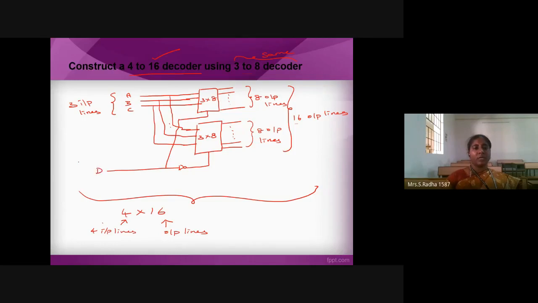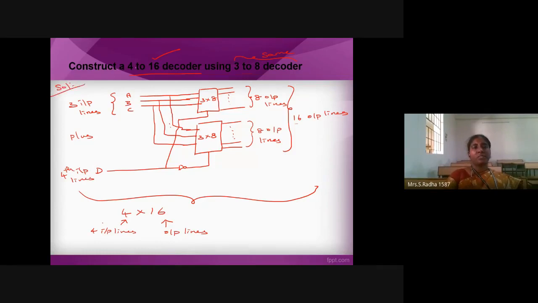This is the input line. Okay, this is the input line. Fourth input line. A, B, C are normally present. Okay, 3 input lines. You understood what I am trying to tell?